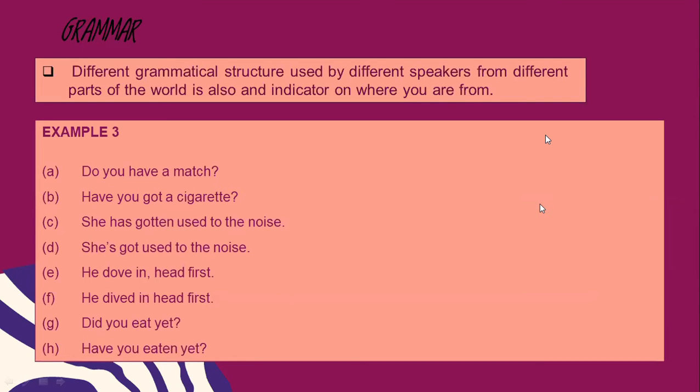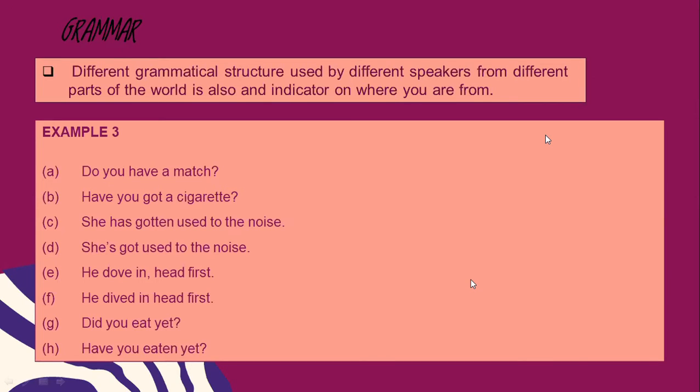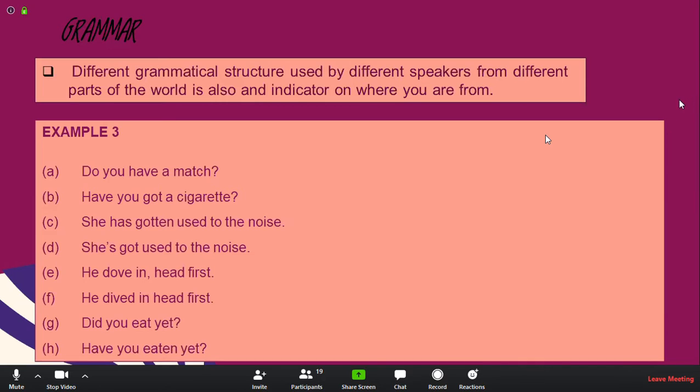The different grammatical structure used by different speakers from different parts of the world is also an indicator of where you are from. For example, in example 3: do you have a match? Have you got a cigarette? She has gotten used to the noise. She's got used to the noise. He dove in head first. He dived in head first. Did you eat yet? Have you eaten yet?